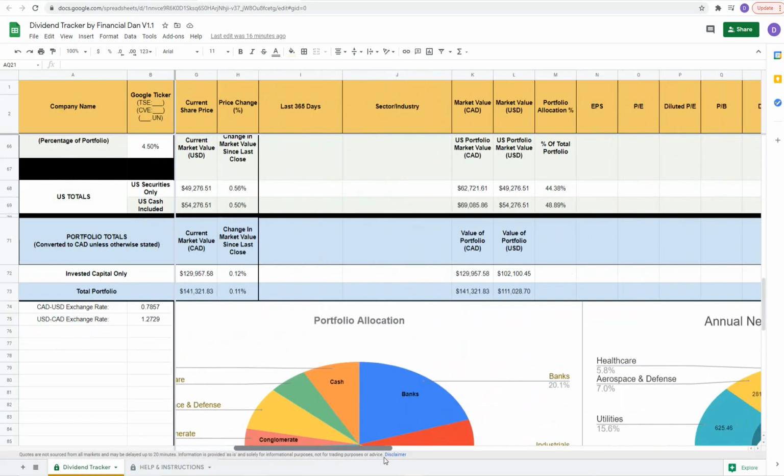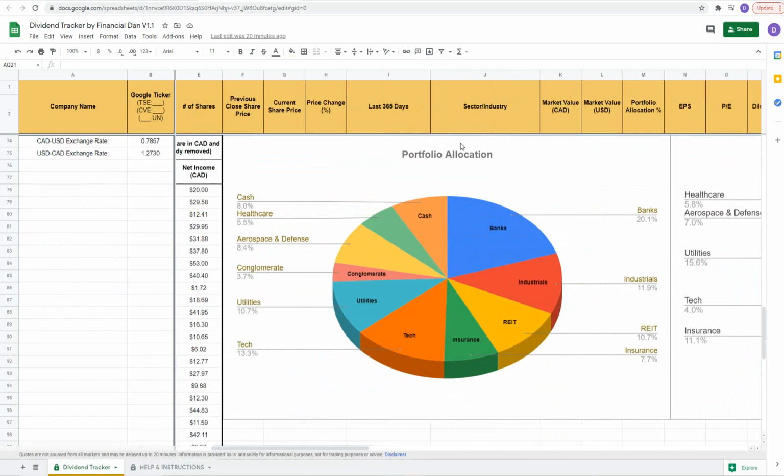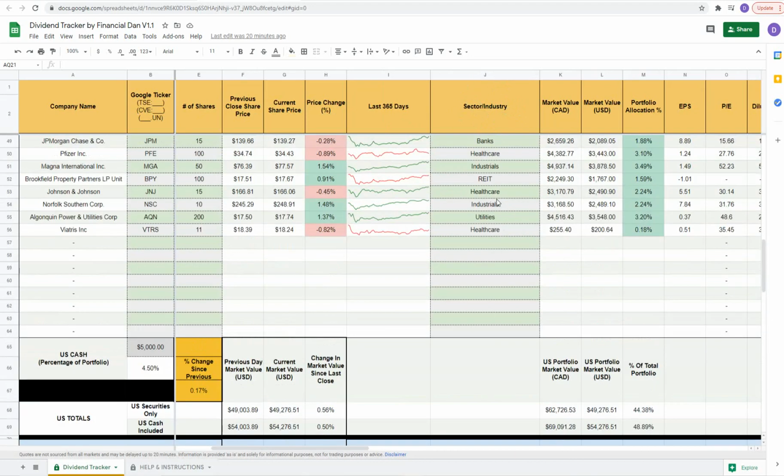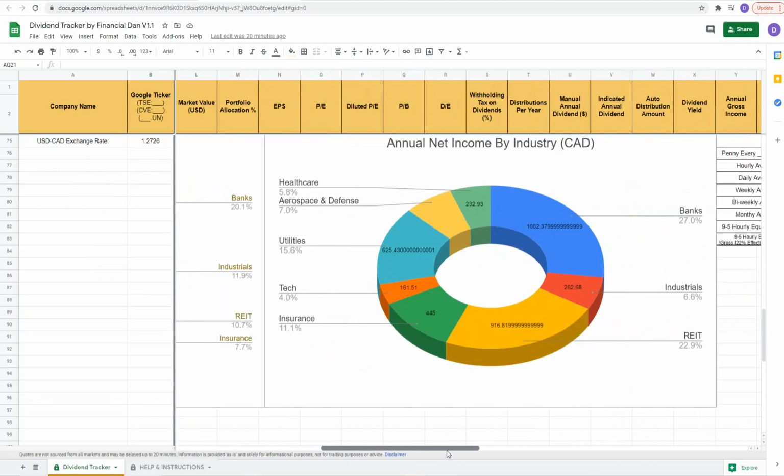Now, next to that, you'll find the value of your portfolio in both Canadian and US dollars. So this field will be the same as this one over here. Moving back down, you'll find the portfolio allocation chart. So this is what references those sector/industry fields that you filled out up at the top of the spreadsheet, and it'll group them together and give you your portfolio allocation by sector or industry, and it'll also tell you your cash holdings as well. And then there's also your income by industry or sector, which is broken down right here.